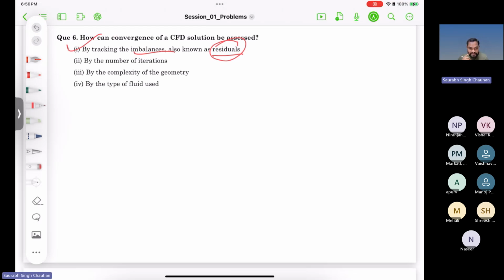So this convergence criterion can also be a criterion to judge an algorithm or a computational model, which one to use. Okay. So you will definitely try to use the one in which the convergence is fast.